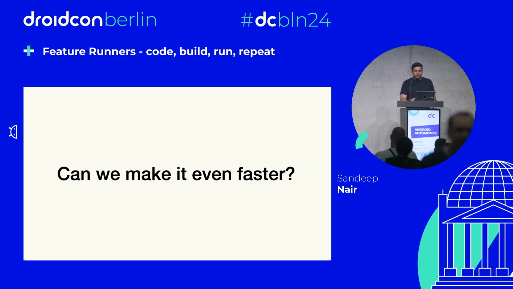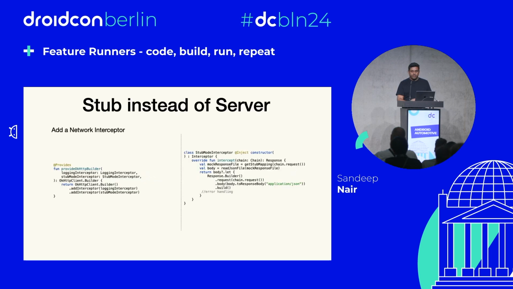So, all right, we got the feature runner. Can we make it even faster? There are some bonus points for making it faster. You could add a network interceptor and use a stub instead of making server calls each time. If you create a network interceptor and add it to the HTTP client, you can use stubs or JSON stubs within the local repository.